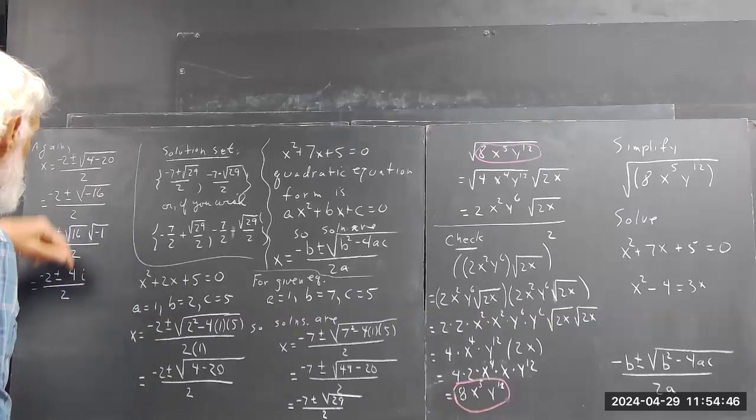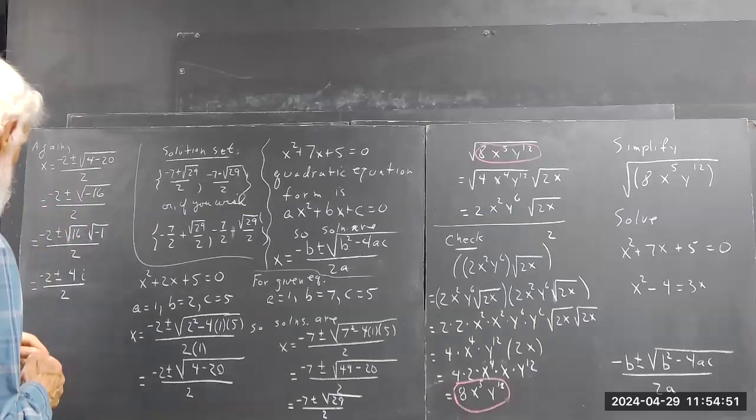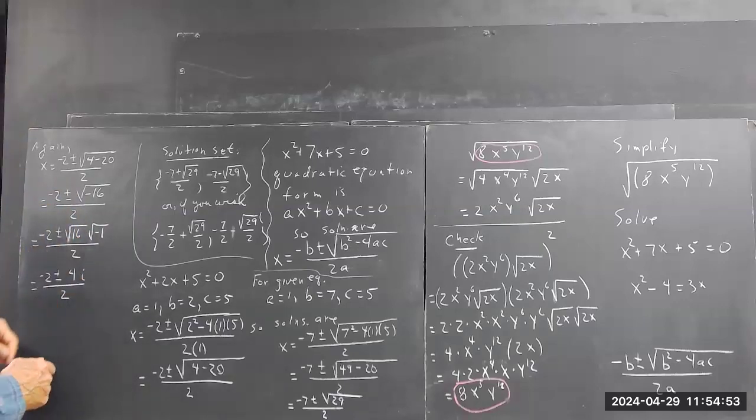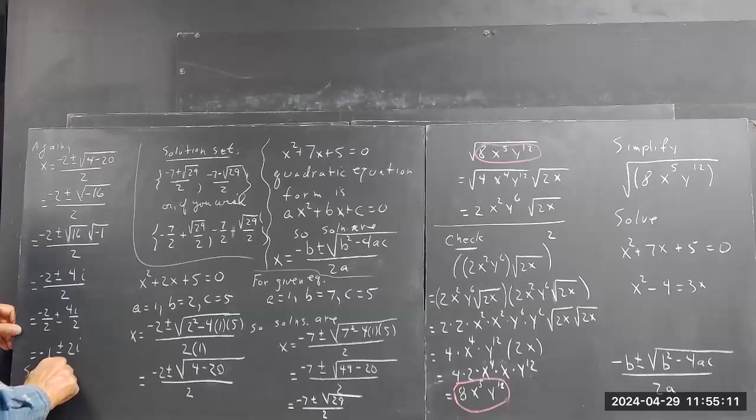This is a complex number. i is the square root of negative 1, it's imaginary, that's what the i stands for. This is not a real number, it's a complex number. But now we can divide 2 into both terms of the numerator. We get negative 1 plus or minus 2i, and the solution set is negative 1 plus 2i, negative 1 minus 2i.